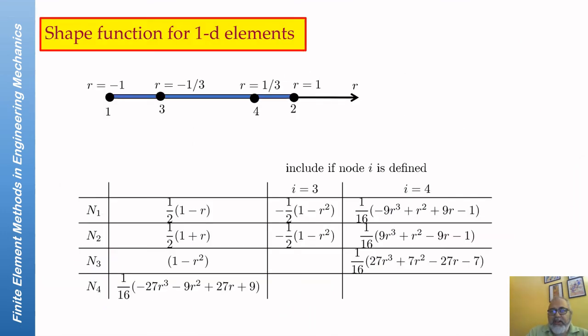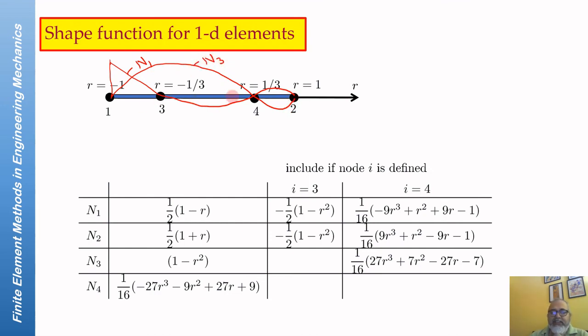Now, before doing that, here are some examples for 1D elements. So I have written this table for a maximum of 4-noded 1D element. So for a 4-noded element, let's say N1 will be a polynomial that is 1 here, 0 here, 0 here, 0 here. This would be your N1. N2 would be similar. N3 would be 0 here, 1 here, 0 here, 0 here. So this would be your N3.